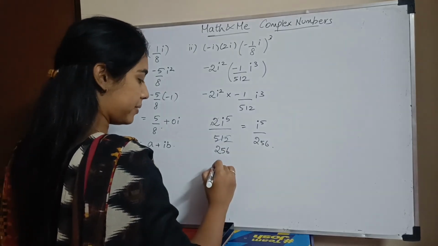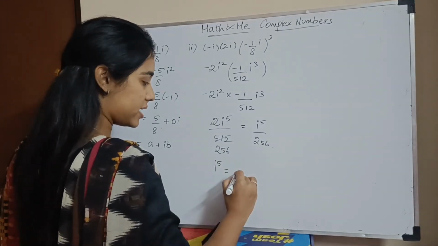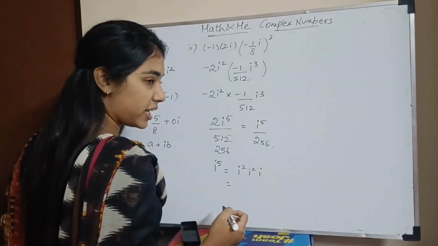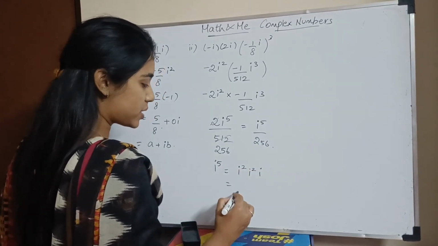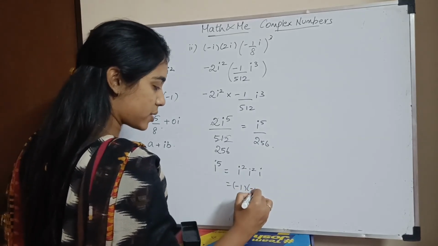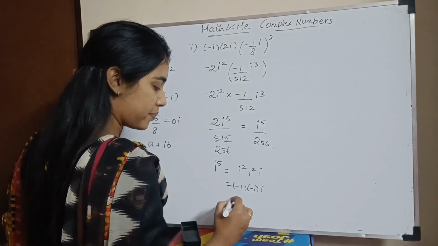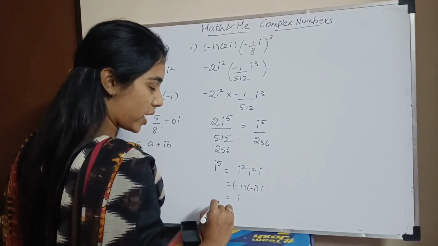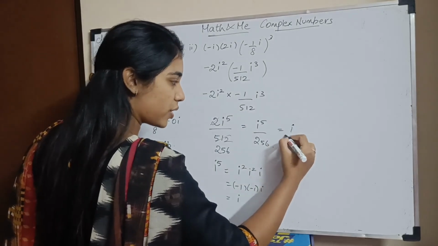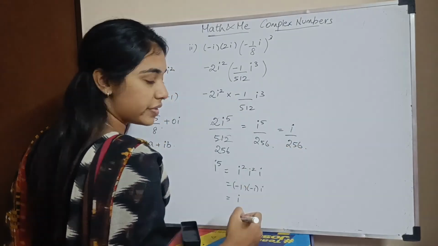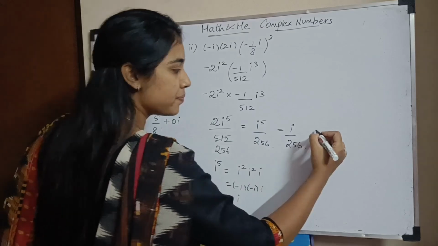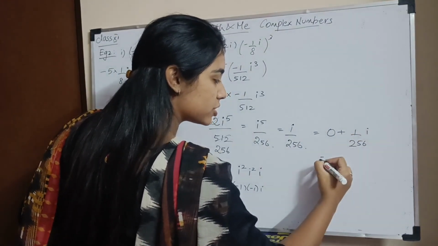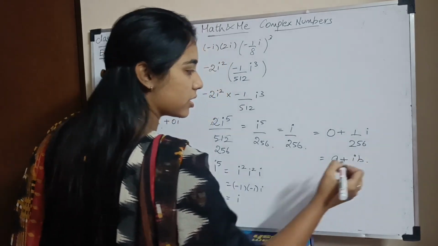What is your i power 5? i power 5 can also be written as i square times i square times i. Why am I writing like this? You know the value of i square. So what is i square? -1. Again, what is i square? -1 times i. So you have -1 into -1 is plus 1, plus 1 into i. So i power 5 is nothing but i. So I have i divided by 256. So this is of the form 0 plus 1 by 256 times i. So here is the a plus ib form.